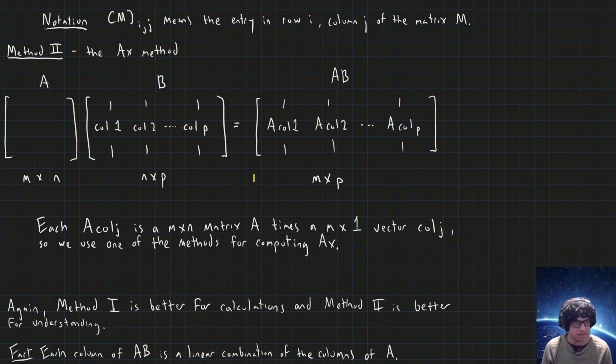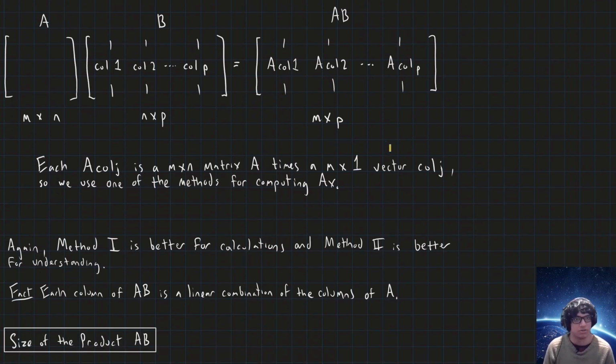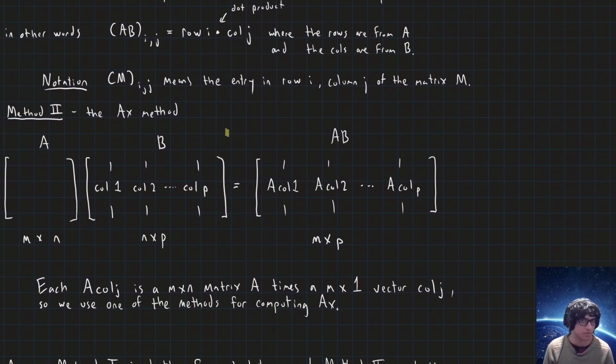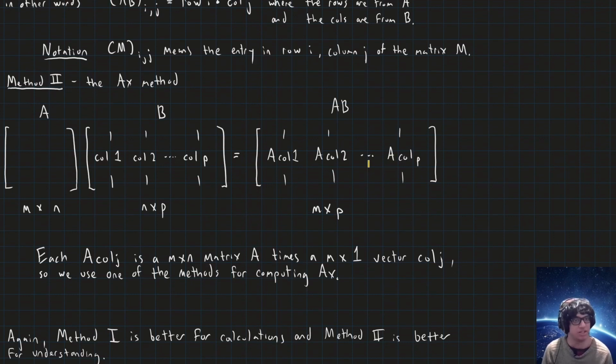And then if we look at each of these column vectors, what is it? It's A times some vector. Now we can use our previous methods for computing A times X to compute each one of these columns. Again, method 2 shows you what's going on more clearly in terms of linear combinations.